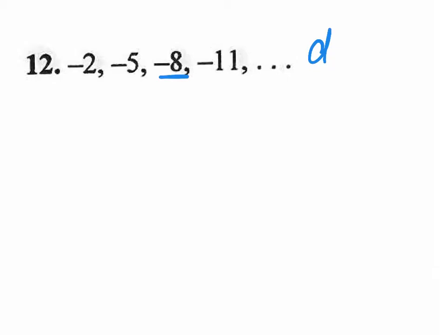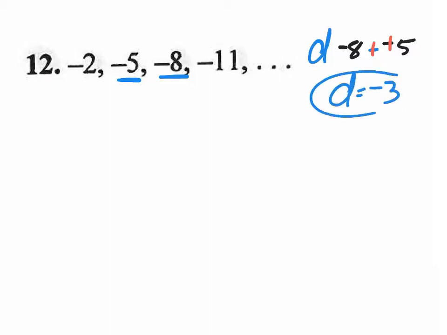So you could pick negative 8 and then subtract negative 5 from it. So let me write that down. Negative 8 and then subtract negative 5 from it. So we could clearly see that the common difference, D, equals negative 3. That's a common difference. Once you identify your common difference, you didn't have to use negative 8 and 5, you could have done negative 5 and negative 2. You could have done negative 11 minus a negative 8. It would all give you a common difference, negative 3.